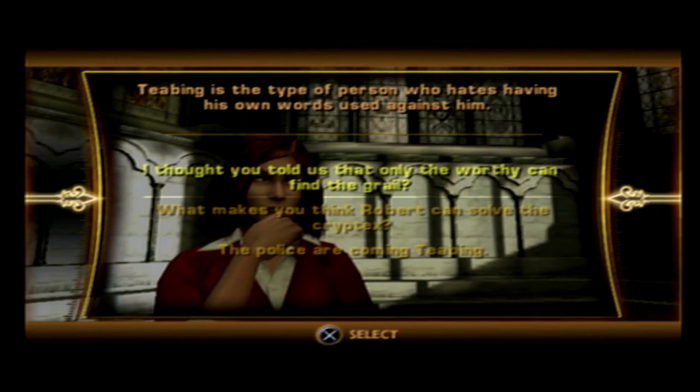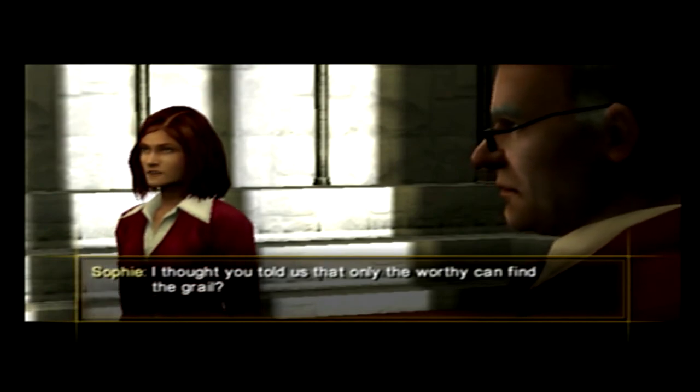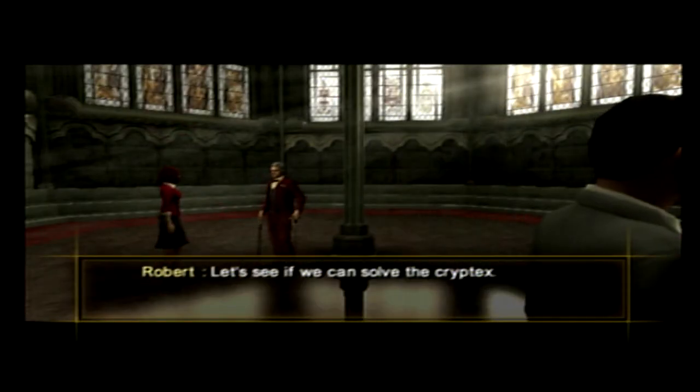T-Bing is the type of person who hates having his own words used against him. I thought you told us that only the worthy can find the Grail. I thought you told us that only the wealthy can find the Grail. Let's see if we can solve the cryptex.